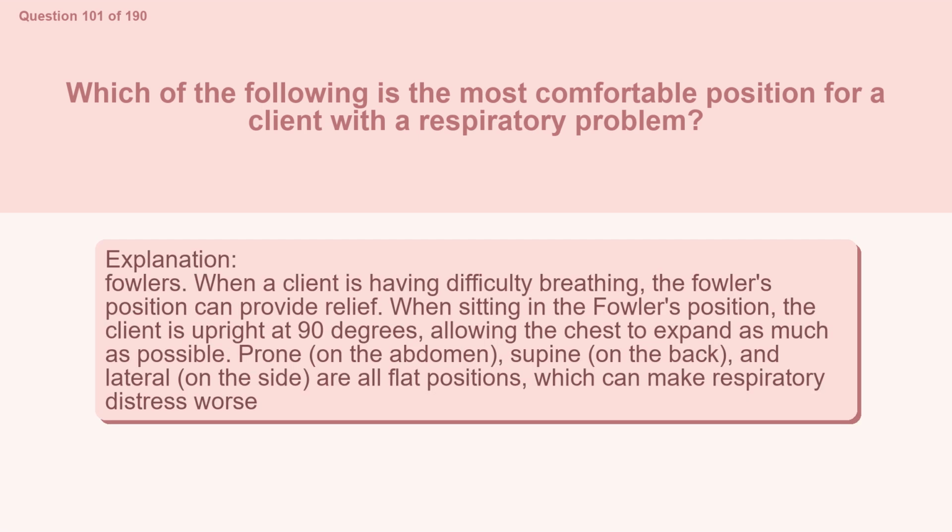Fowler's. When a client is having difficulty breathing, the Fowler's position can provide relief. When sitting in the Fowler's position, the client is upright, allowing the chest to expand as much as possible. Prone, on the abdomen, supine, on the back, and lateral, on the side, are all flat positions, which can make respiratory distress worse.